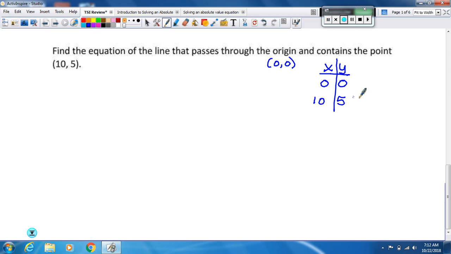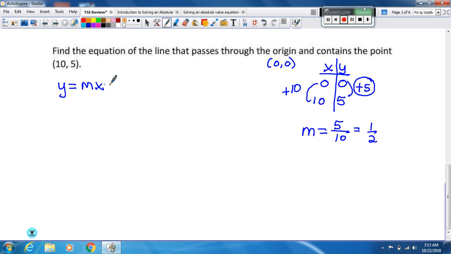So 10 is next to 5. And then you figure out what the changes are. So from 0 to 5, you have to add 5. And I always circle that, and I'll tell you why in a moment. And then from 0 to 10, I'm adding 10. So your slope is the circled number on top, 5 over 10, which simplifies to 1/2 because you divide top and bottom by 5. So now the equation y equals mx plus b is the slope-intercept form.